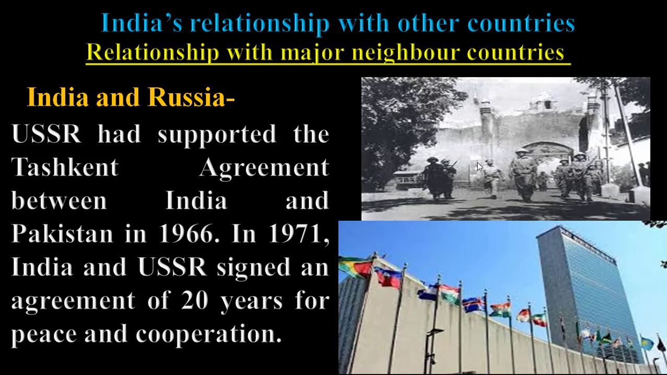The USSR supported the Tashkent Agreement between India and Pakistan in 1966, and in 1971, India and the USSR signed a 20-year agreement for peace and cooperation. Both countries, India and Russia, signed an agreement for 20 years for peace and cooperation.